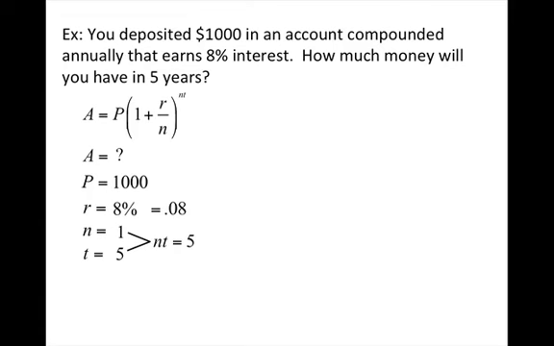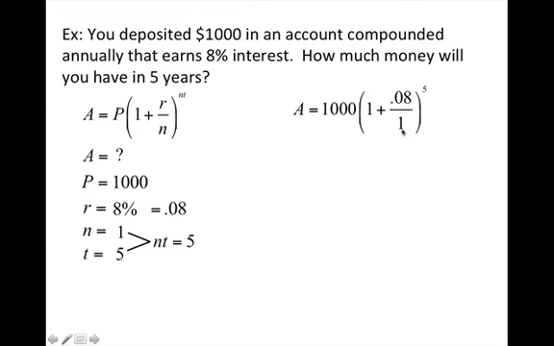So when I plug that into my formula for NT, I'm not going to put 1 times 5. I'm just going to go ahead and plug in the 5. So I get A equals 1,000 times 1 plus 0.08 over 1 raised to the 5th power. So with this formula, I'm going to begin with what's inside the parentheses. And this is another one I could do by hand.